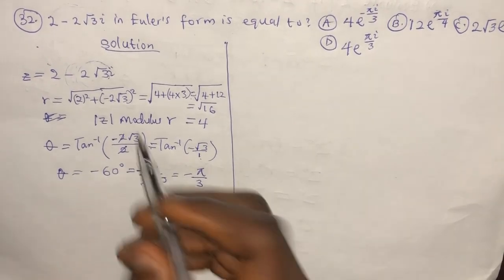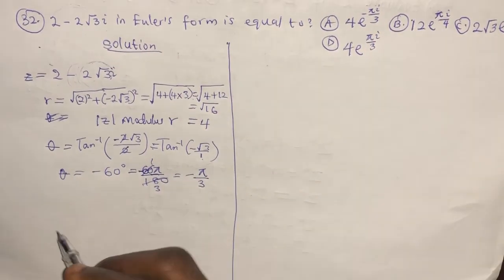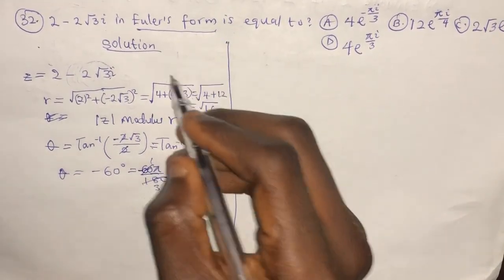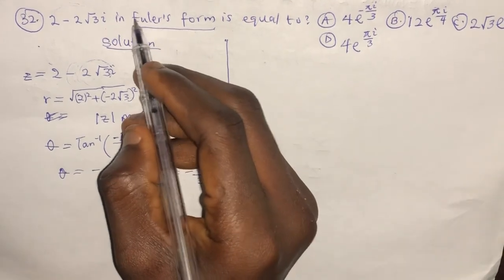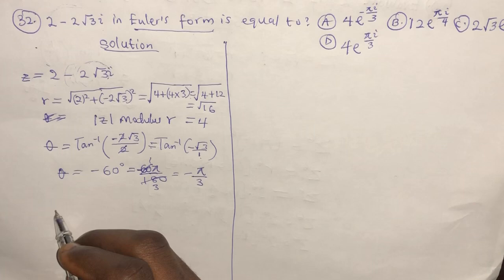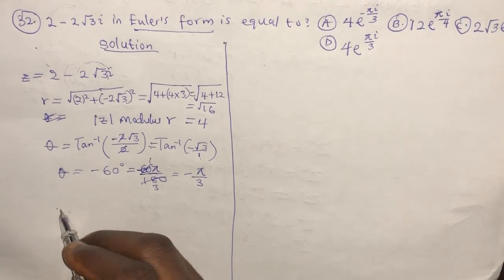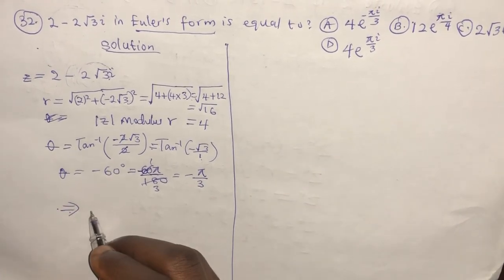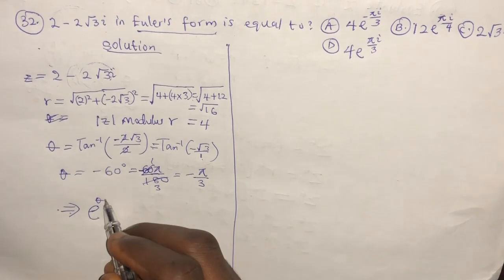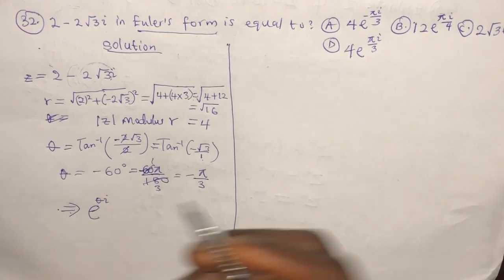Now, the next thing is let us compute it in terms of this. Remember, this is called the what? The Euler's form, which has to do with the exponent. Remember Euler's exponent form. So in that case, combining everything, the Euler's form is e to the power of theta i, where this theta stands for your argument.